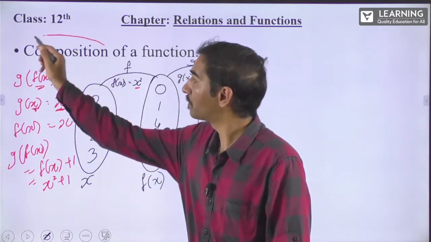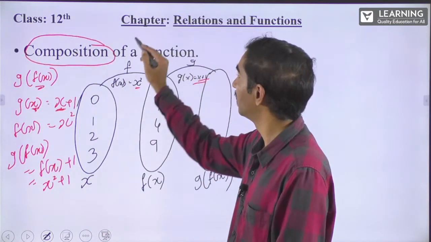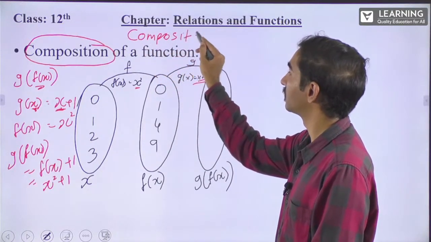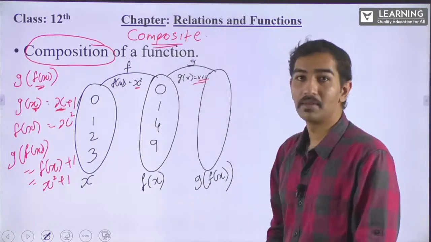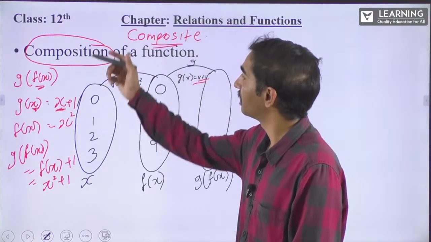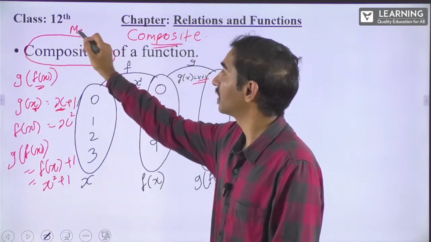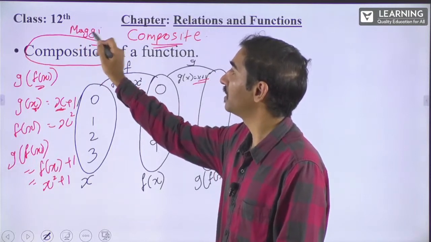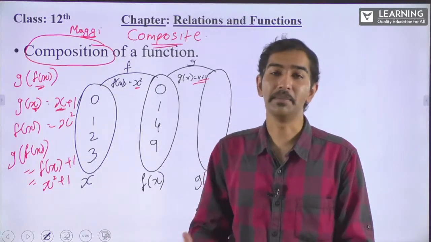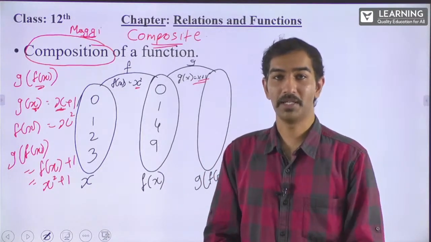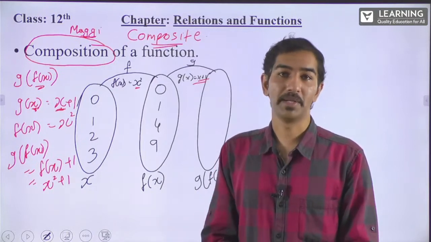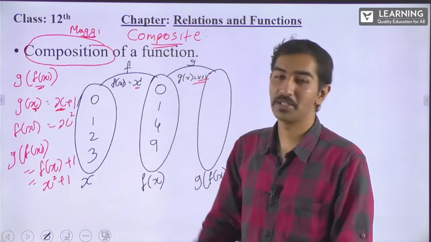What is the meaning of composite? I'll give a very simple example. You all know Maggi, correct? Maggi is a 2-minute snack which is available in India. Maggi is a composite meal. What is the meaning of composite again? Composite means it consists of 2 or more elements. So what are the components of Maggi?